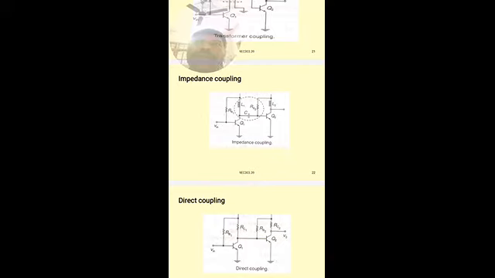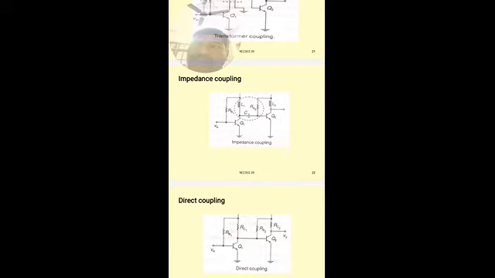And when the feedback circuit uses reactive components like inductor and capacitor, then it is called an LC oscillator. So if in the positive feedback amplifier, the tank circuit uses the reactive components like inductor and capacitor, then it is called an LC oscillator. Again, the LC oscillators are further classified into two types.